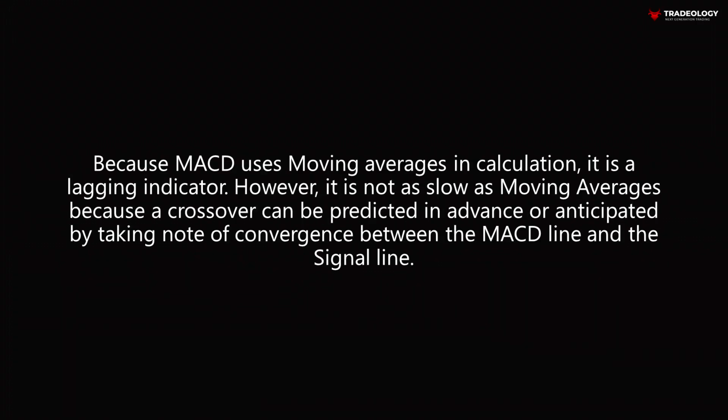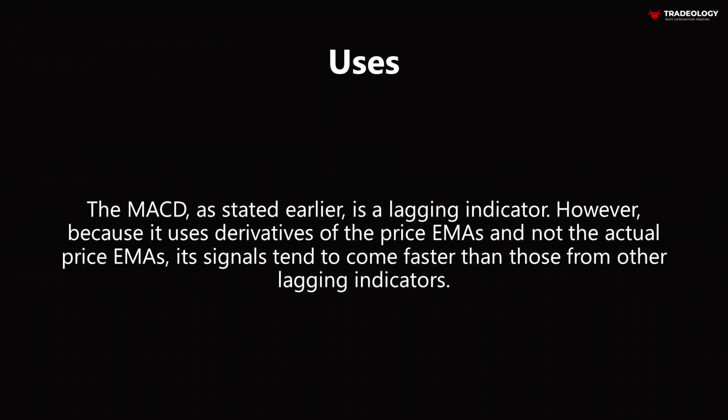Because MACD uses moving averages in calculation, it is a lagging indicator. However, it is not as slow as moving averages because a crossover can be predicted in advance or anticipated by taking note of convergence between the MACD line and the signal line. Now, it has various uses. The MACD, as stated earlier, is a lagging indicator. However, because it uses derivatives of the price EMAs and not the actual price EMAs, its signals tend to come faster than those from other lagging indicators.